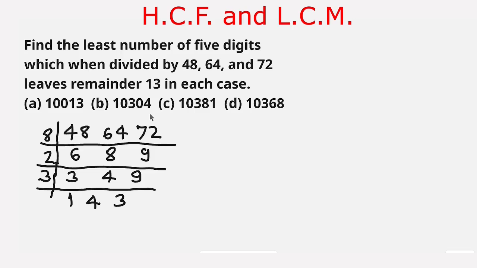Now our LCM is 8 multiplied by 2 multiplied by 3 multiplied by 4 multiplied by 3. 3 times 4 is 12. 12 times 3 is 36. 36 times 2 is 72. And 72 times 8 is 576.